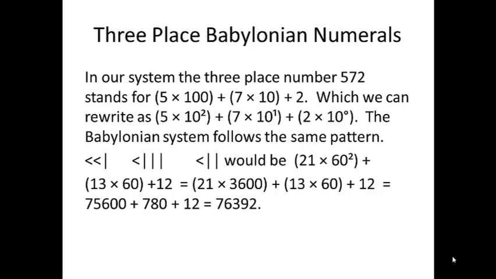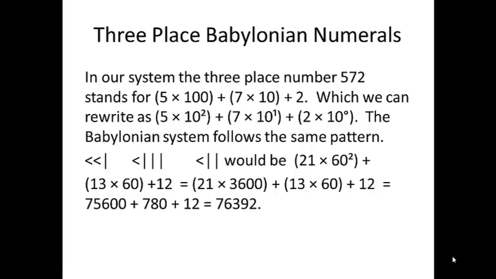Now, suppose we wanted to add on more places. Suppose we wanted a 3-place number. Look at how our place system works. Our number 572. 5 is the number of hundreds, the 5 in the third place. 7 in the second place is the number of tens. 2 is the number of ones. Well, 100 is 10 squared. 10 is 10 to the first power, and 1 is 10 to the 0 power. So we have this pattern.